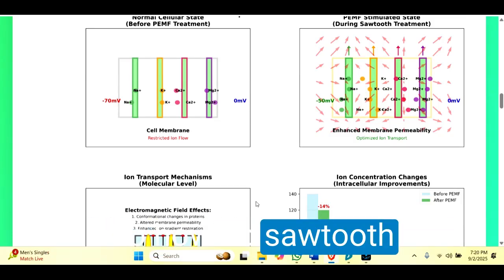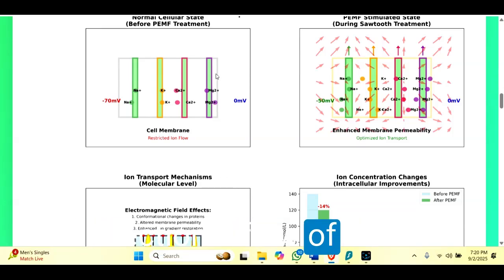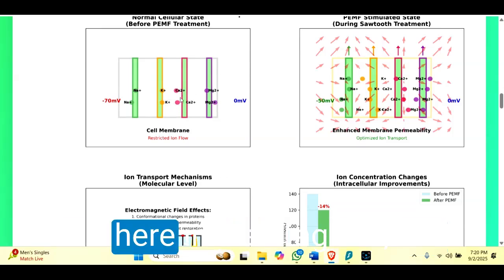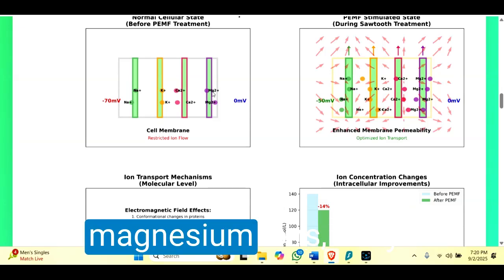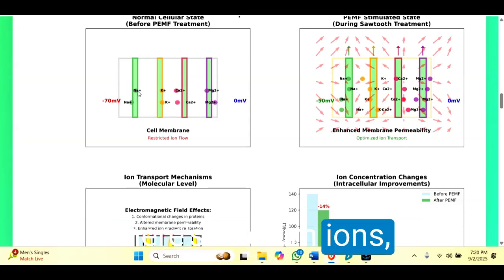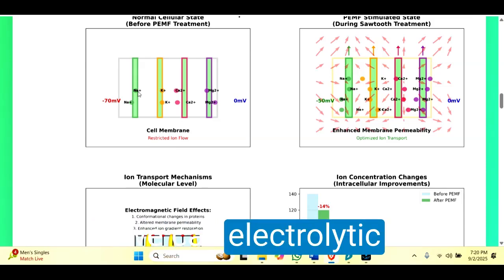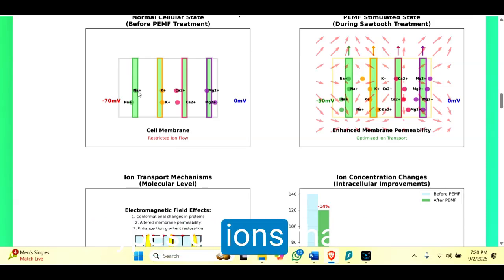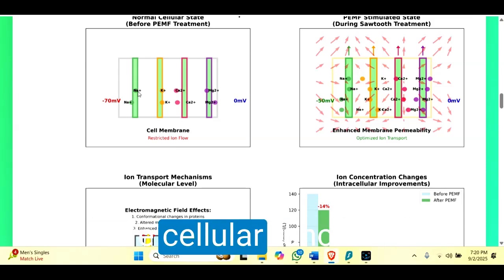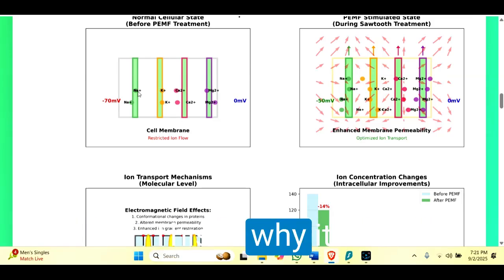So how do sawtooth waves create this directional flow of ions? This is showing here in the diagram. There's calcium, there's magnesium ions, potassium ions, sodium ions, and also hydrogen ions. I'm listing out some of the main electrolytic types of ions involved with all these core cellular functions. And when I say cell, I mean every type of cell. This is why it's consequential stuff.